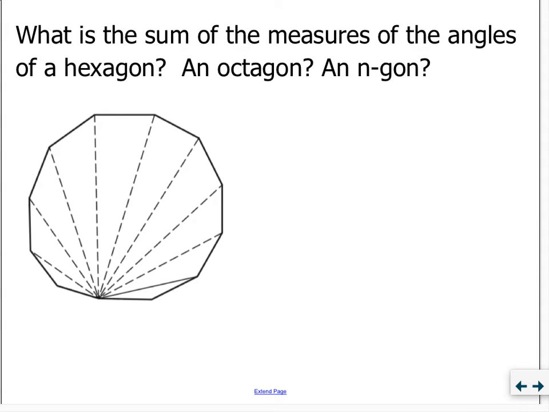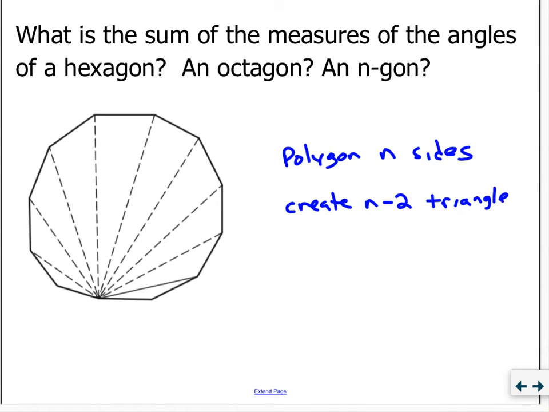So perhaps we know that if the polygon has n sides, then you can create n minus 2 triangles. And think about it before. We said in a quadrilateral, 4 sides, we drew 2 triangles. In a pentagon, 5 sides, 3 triangles. So it seems like that pattern holds true.